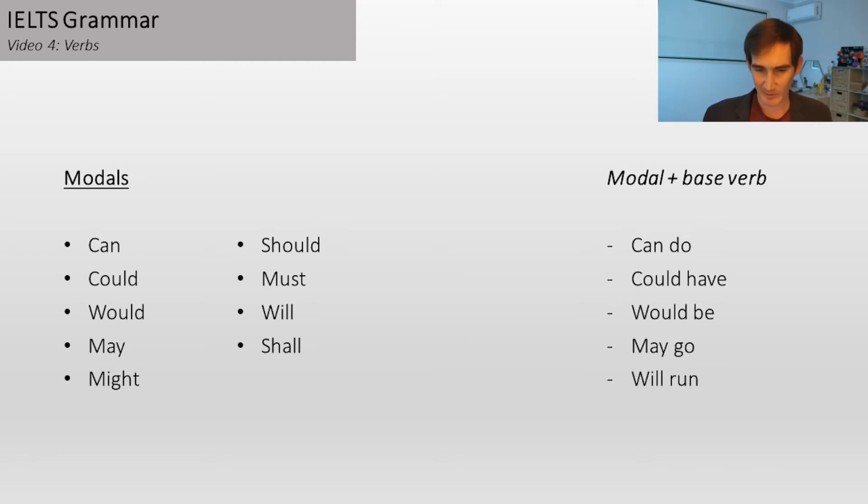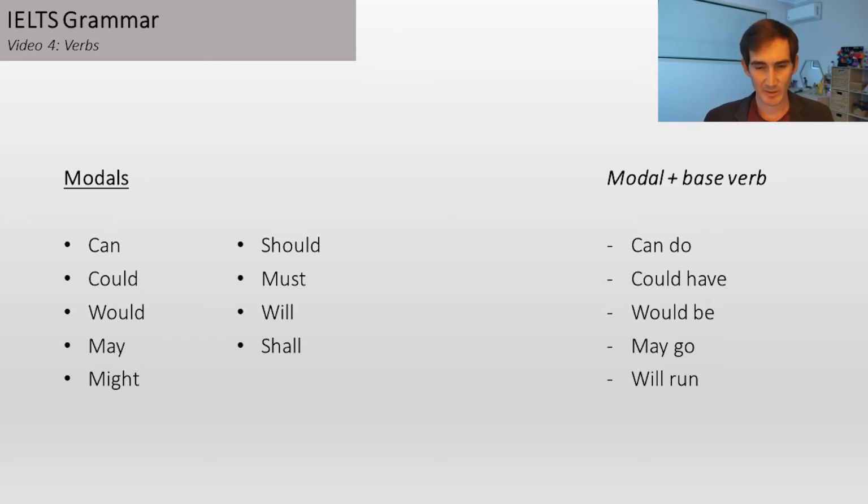Modals are the following words that you can see here, and they always take a base verb after them. They'll never take an ing, they'll never go to past tense, it's always base verb. For example, can do, could have, would be, may go, will run. It's the main thing you need to know about them.